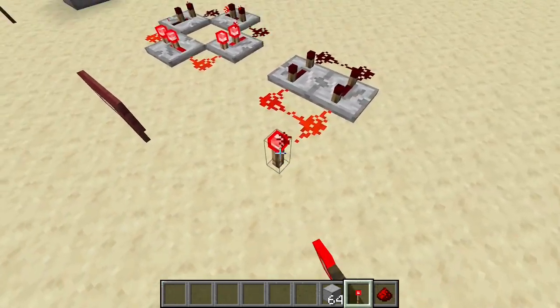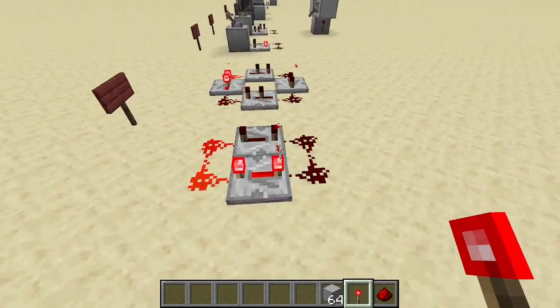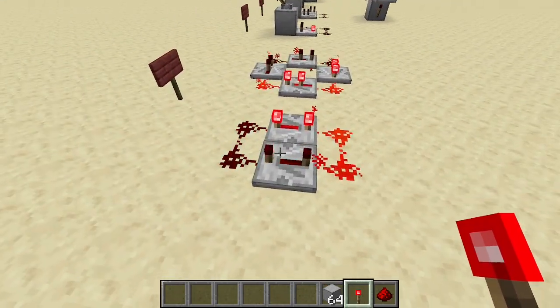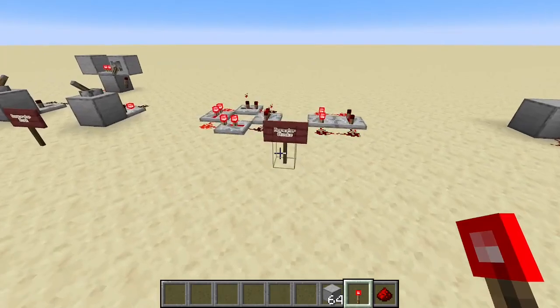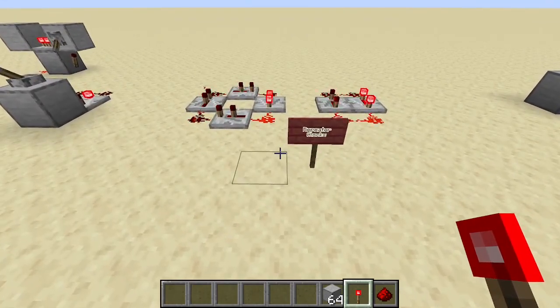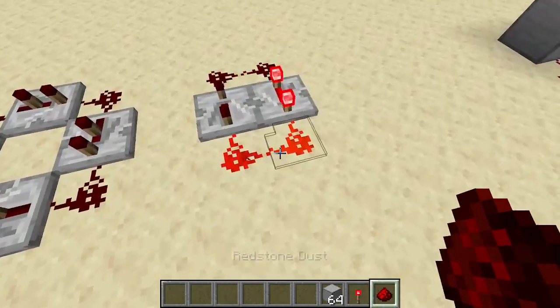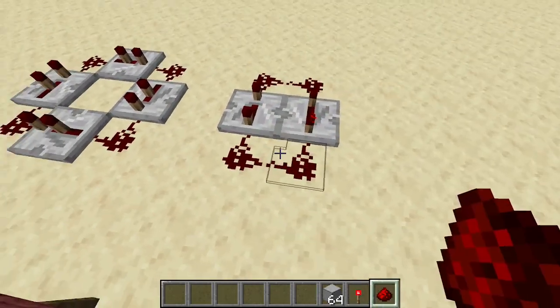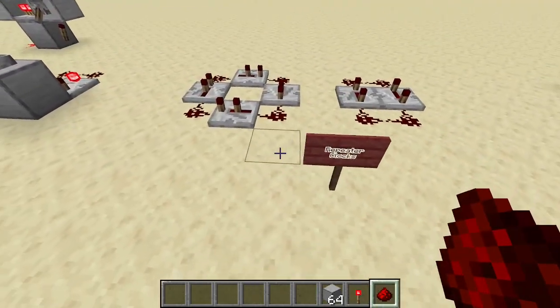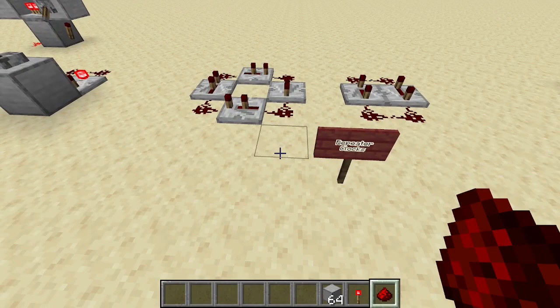And we could do the same over here. Now, again, we got a continuous pulse going back and forth. And it will go like this forever until we break the redstone. If we do that, and now it's off. There isn't really any good way to turn it off other than that.